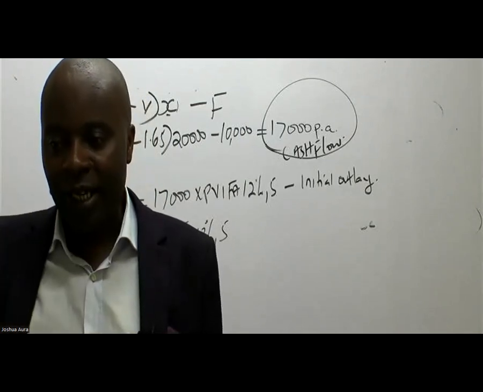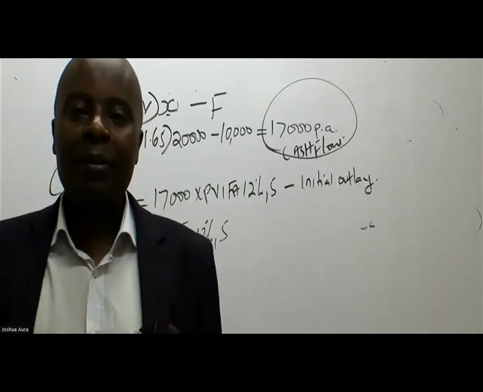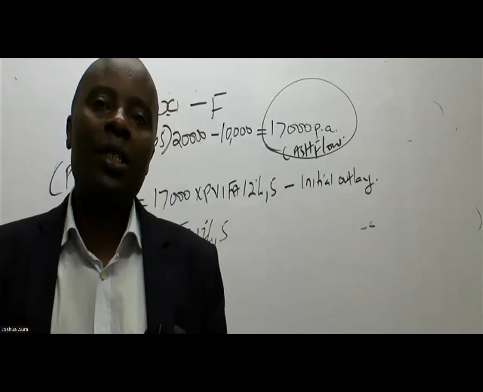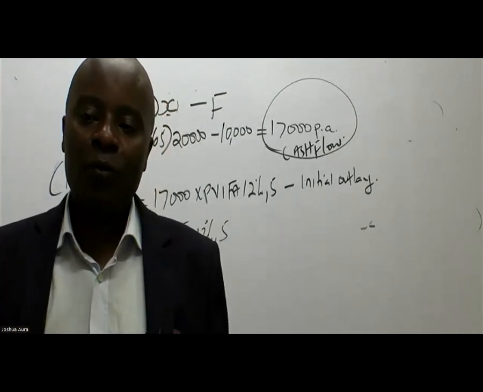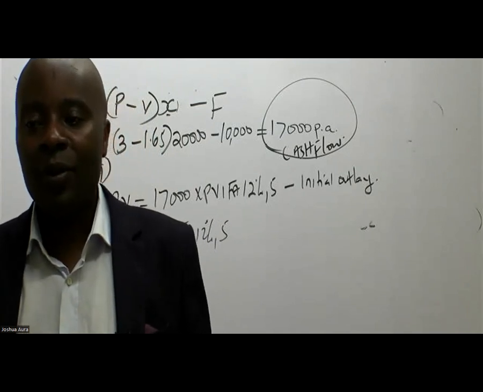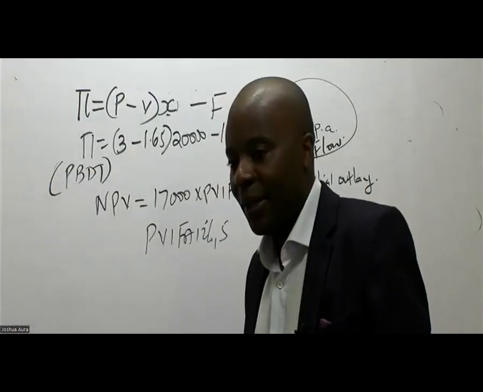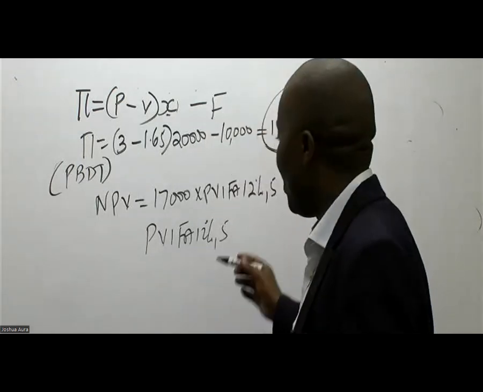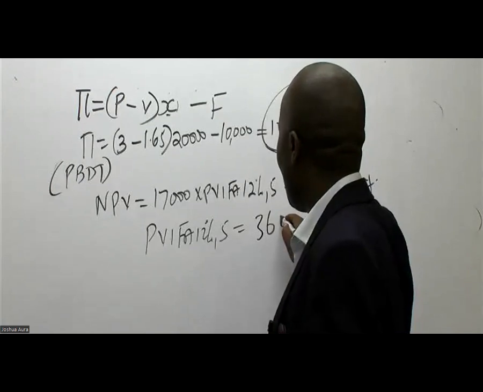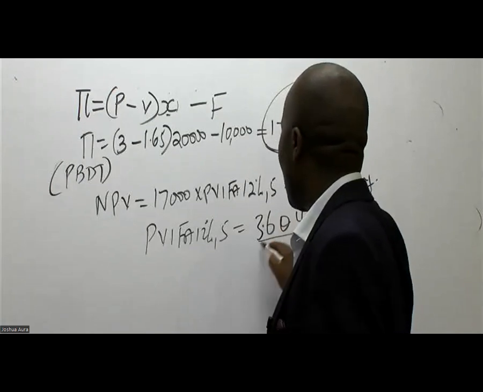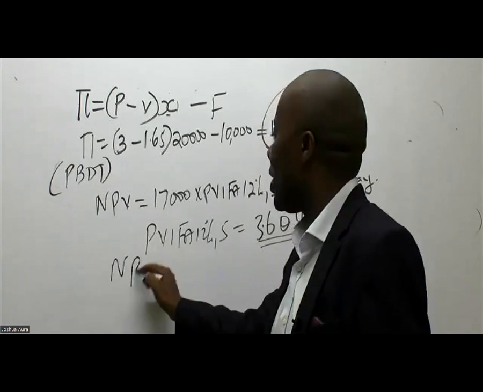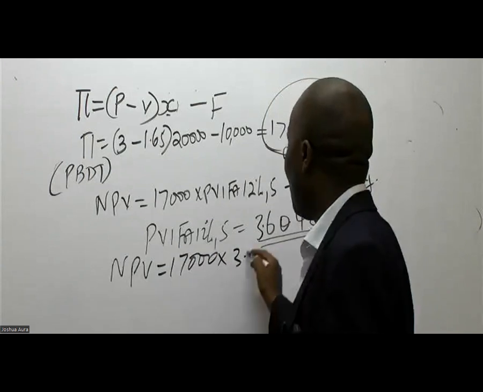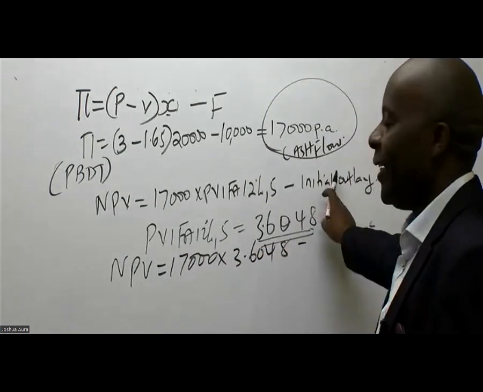Yeah, from calculator, it is 3.6048. But remember, we don't go to the calculator when we are given a percentage that is available on the table, for purpose of saving time, right? So this PV for 12%, 5 years, they are telling me it is 3.6048. Thank you so much. So my net present value will be equal to 17,000 times the PV of 3.6048 minus the initial outlay.